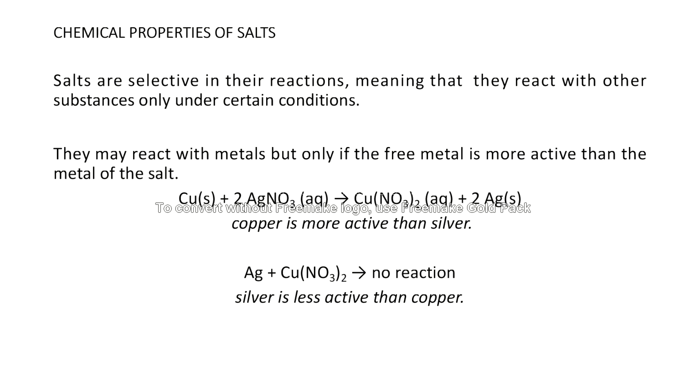Chemical properties of salts. Salts are selective in their reactions. What does it mean? It means that they only react if the conditions are favorable. For example, they may react with metals, but only if the free metal is more active than the metal of the salt. Silver is less active than copper. That is why we have the reaction.